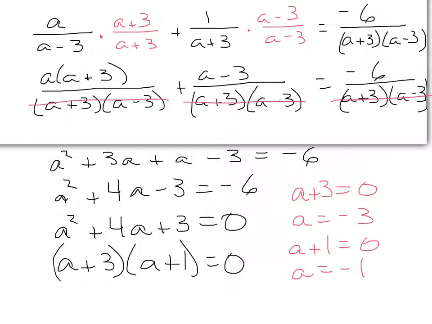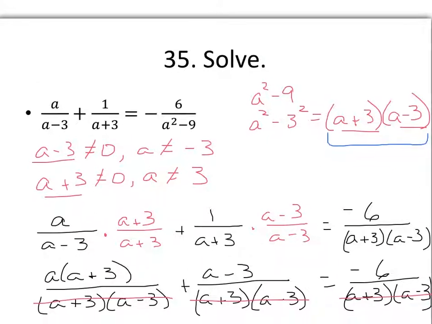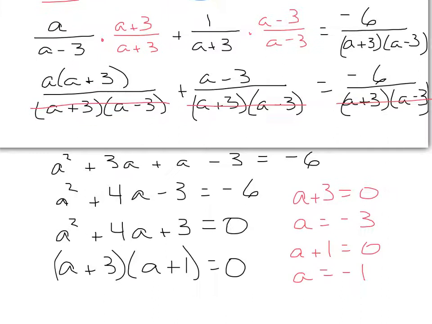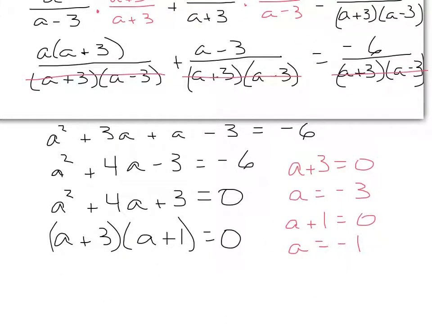But we look back at what we said earlier, that we cannot have negative 3 or 3 for our a's, so we need to disqualify a equals negative 3 as a possible solution. So the solution we end up with is negative 1.